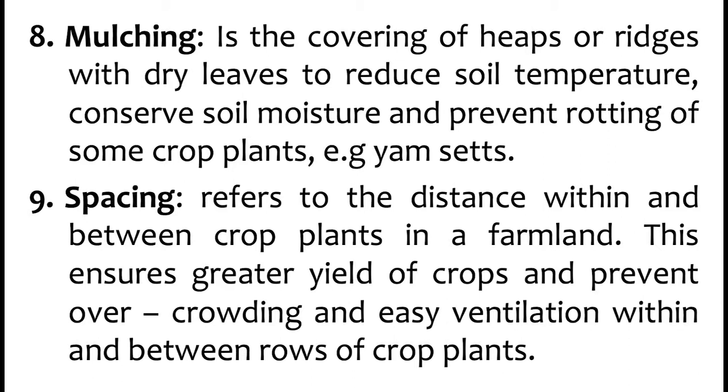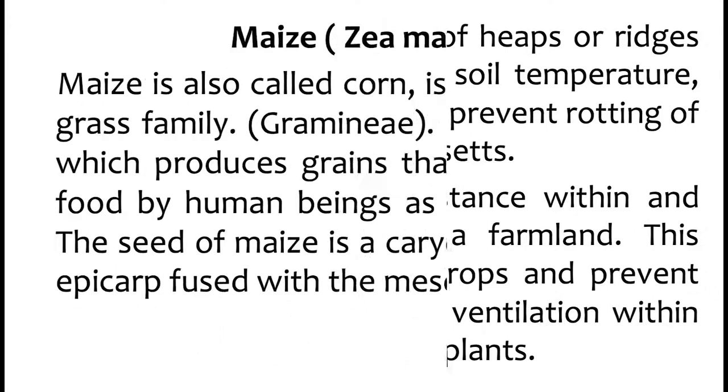Number 9, spacing. Spacing refers to the distance within and between crop plants in a farmland. This ensures greater yield of crops and prevents overcrowding. That is overcrowding of what? Of the crops. It also allows easy ventilation within and between rows of crop production.